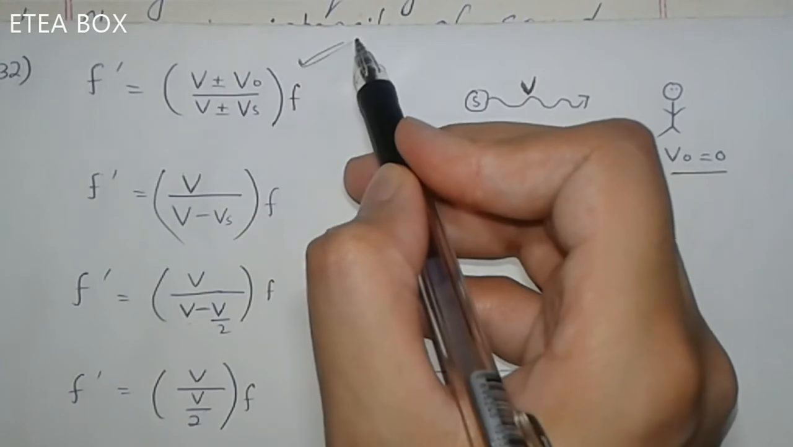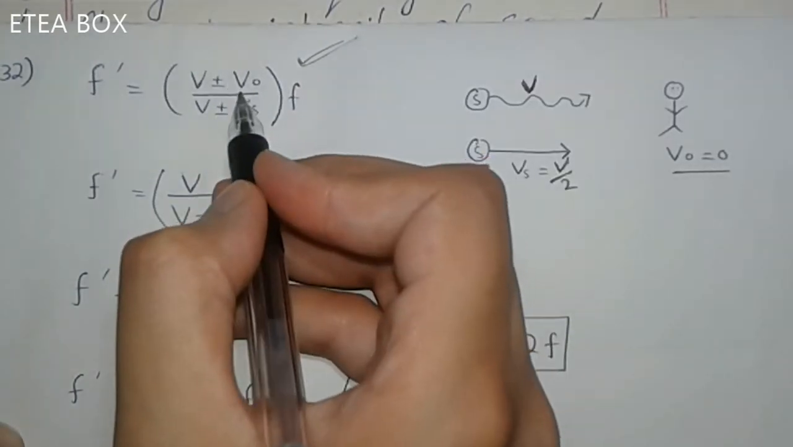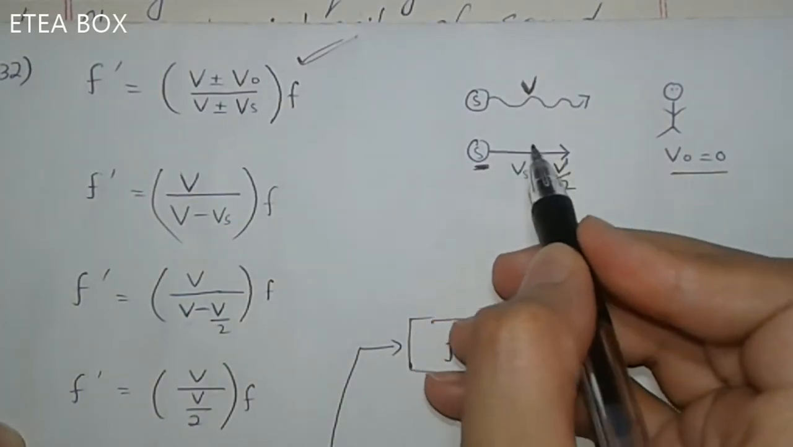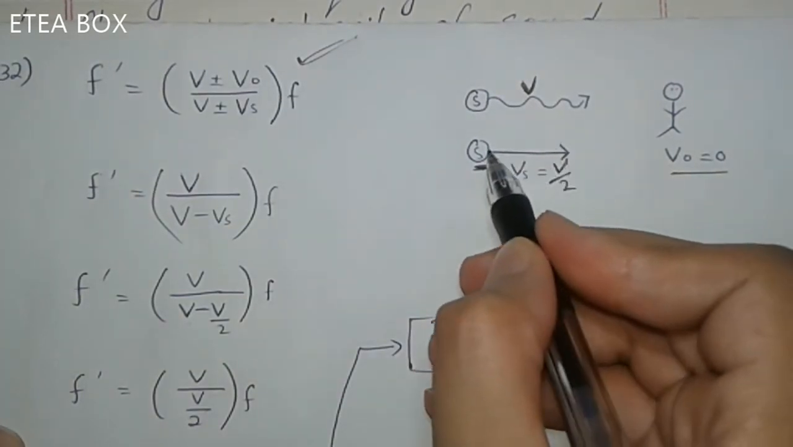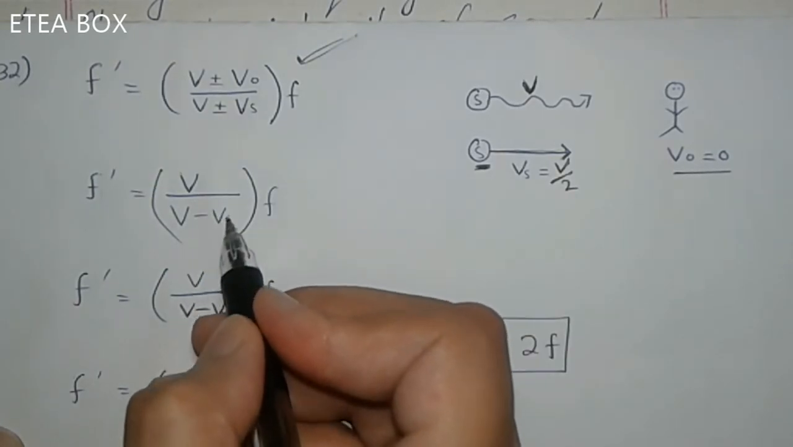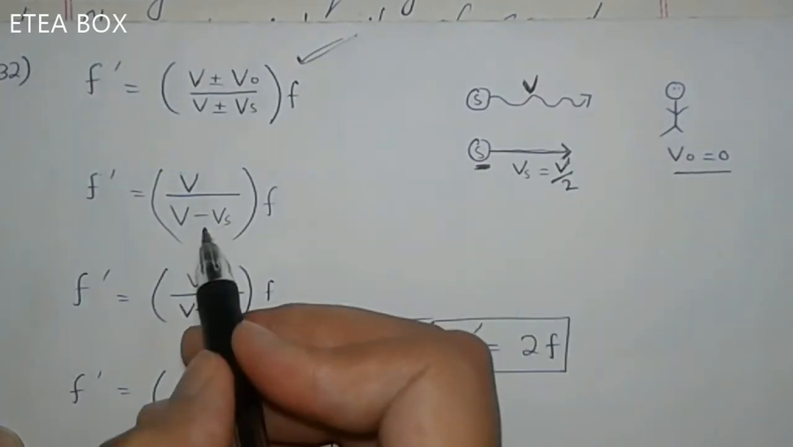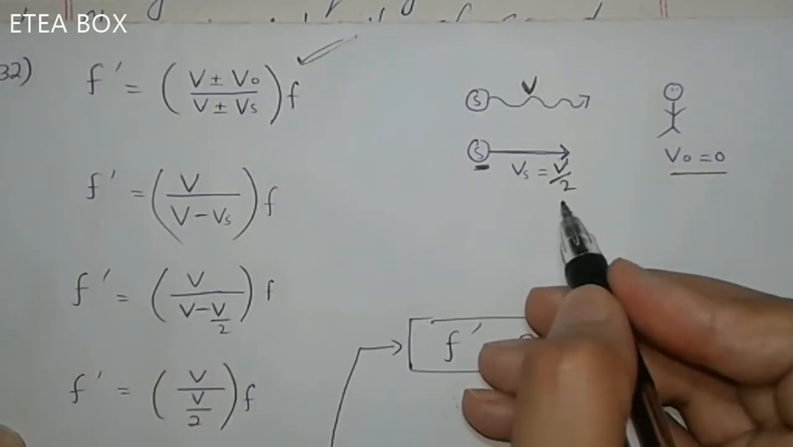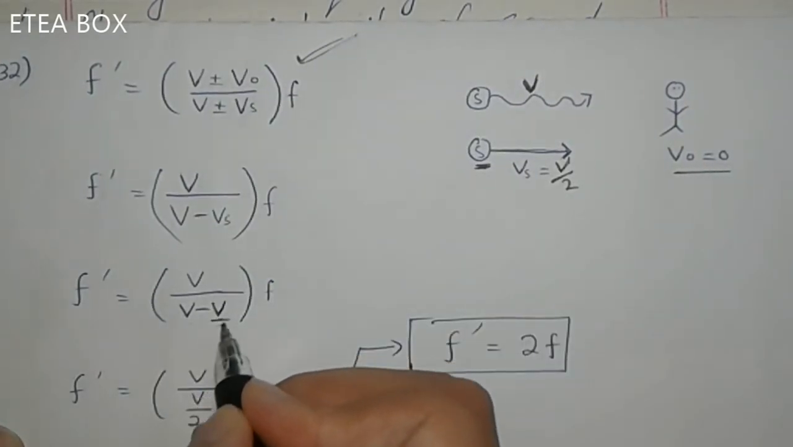Now look at the basic formula of the Doppler effect. Memorize this one. V naught is equal to 0 because the listener is stationary. In this MCQ, approach means that the source is in the direction of the speed of sound, so you have to put V minus Vs. Same direction, take negative. Now Vs is equal to V divided by 2.